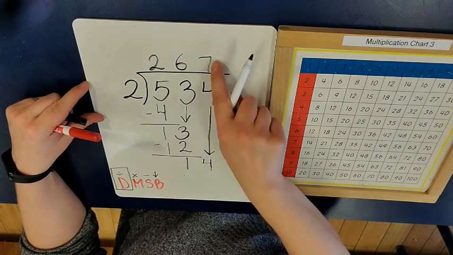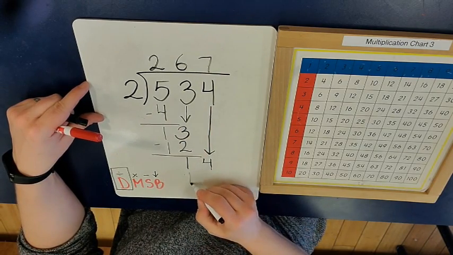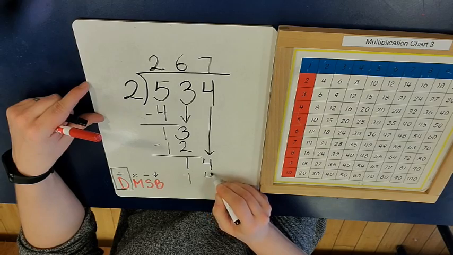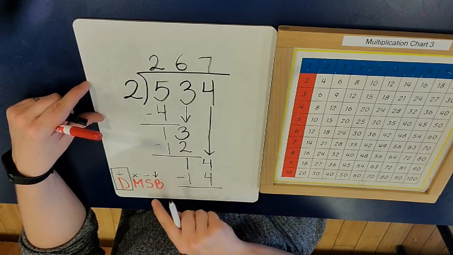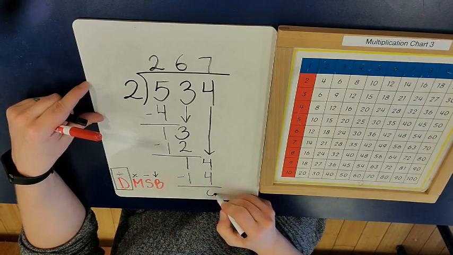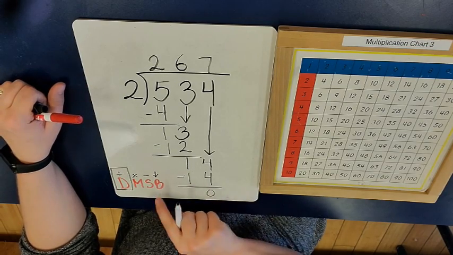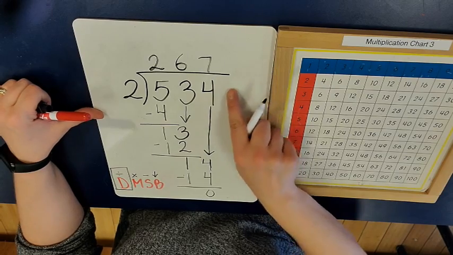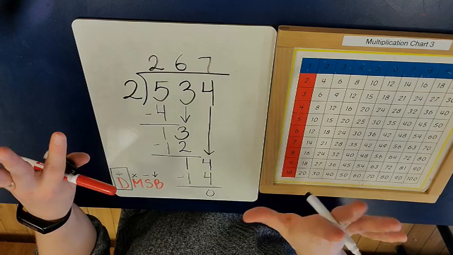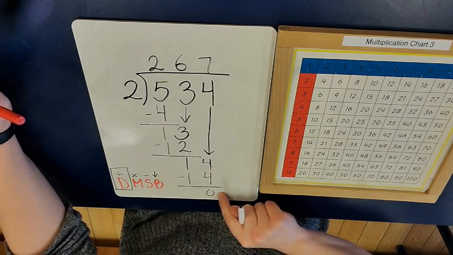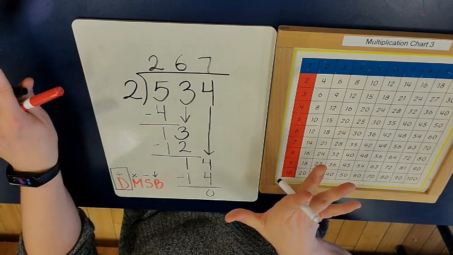Multiply. 7 times 2. Subtract. And then the answer to the subtraction is 0. Now, the last step is bring down, and you'll notice there's nothing else to bring down. That tells me I'm done. Now, I have a 0 here. That means there's no remainders.